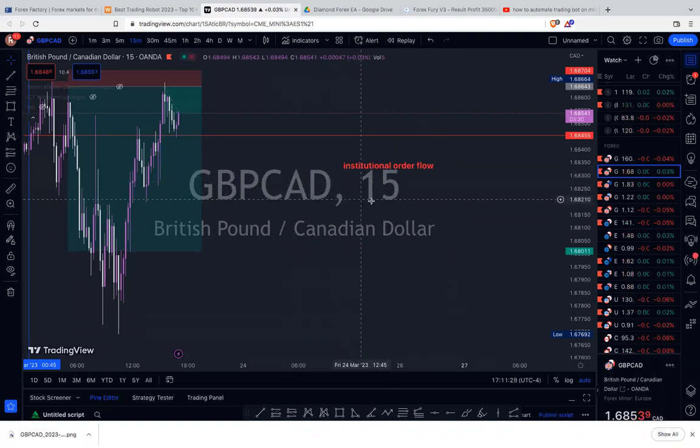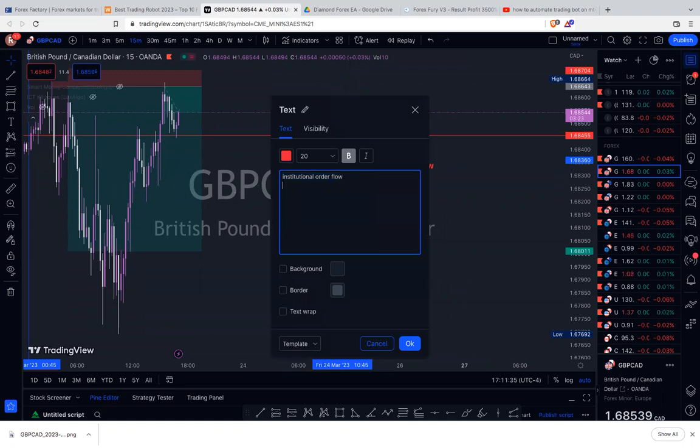Today we'll be talking about institutional order flow, order blocks, and then breaker blocks.